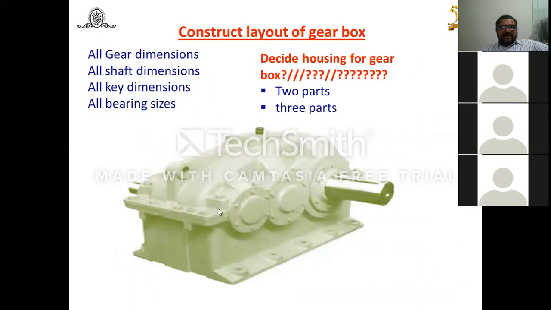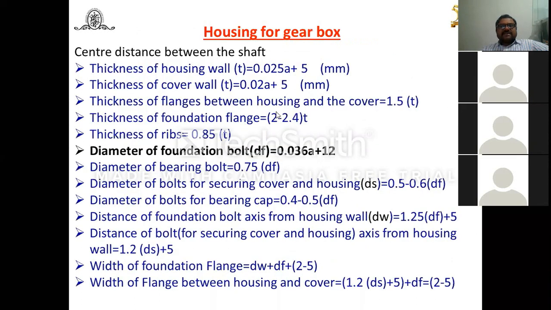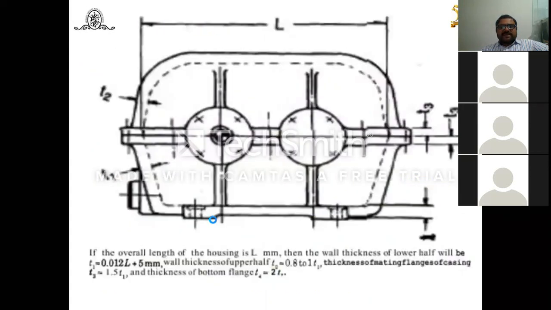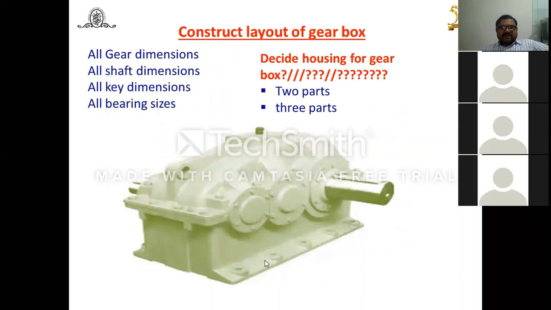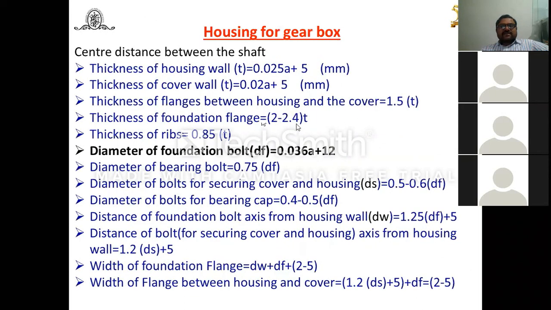Look at this thickness. How to decide this? Here it is given: that is 1.5 times the thickness of the housing wall. Then the thickness of the foundation flange. Foundation flange means this foundation flange here. You will get this as 2.4 into T.